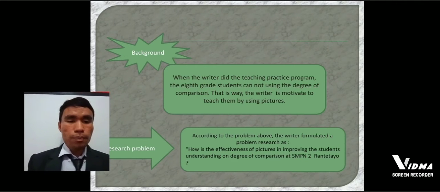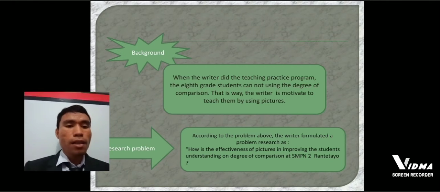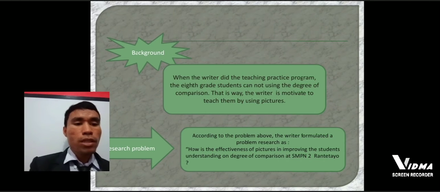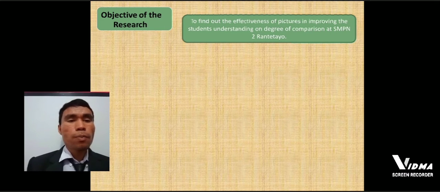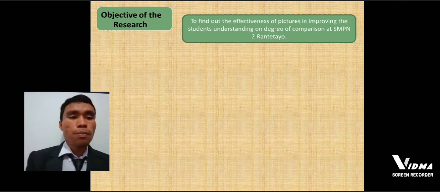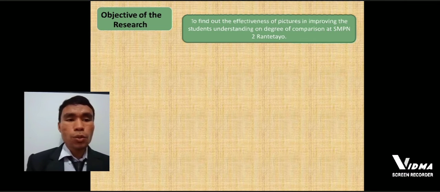The research problem. According to the problem above, the writer formulated the research problem as follows: how is the effectiveness of pictures in improving the students' understanding of degree of comparison at SMPN Turun? The objective of the research is to find out the effectiveness of pictures in improving the students' understanding of degree of comparison at the 8th grade students of SMPN Turun.